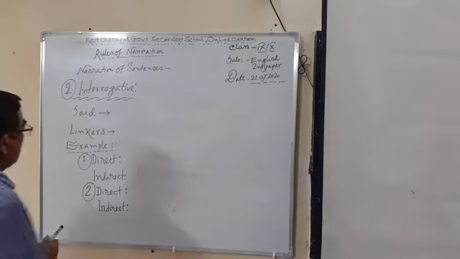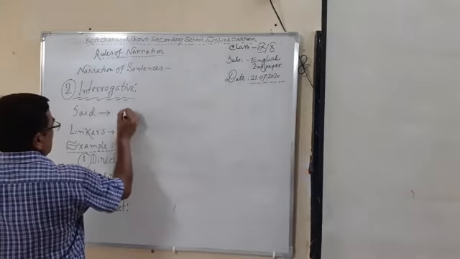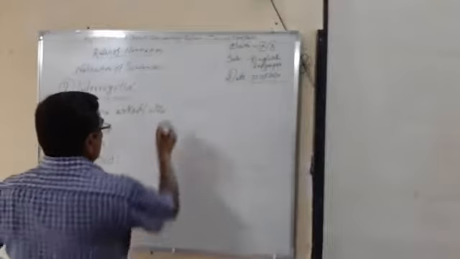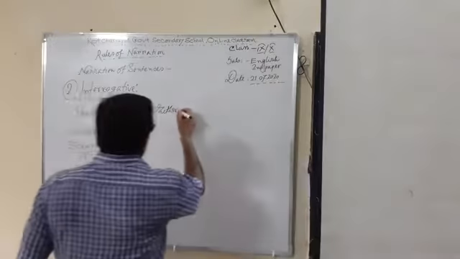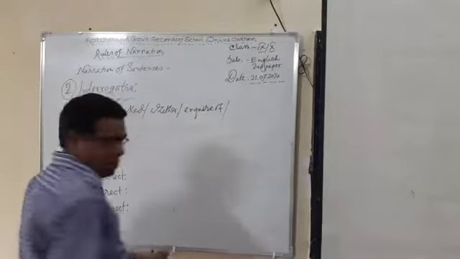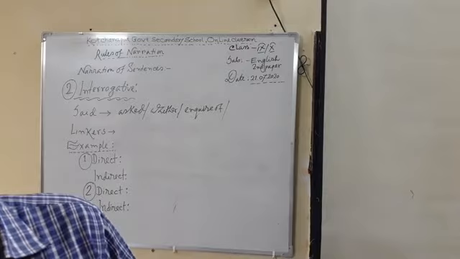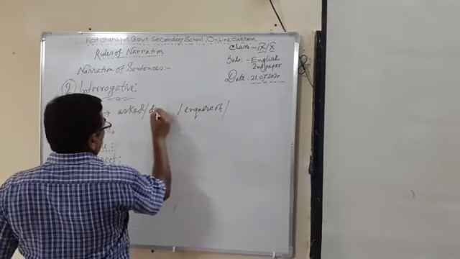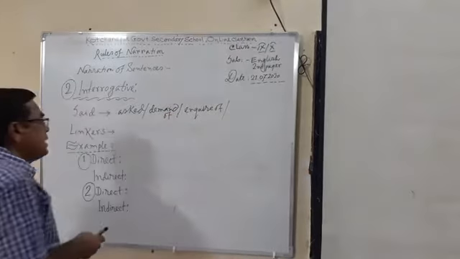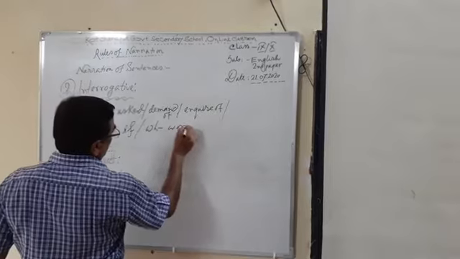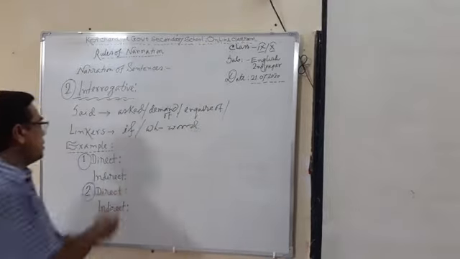For an interrogative sentence, instead of said we have to use asked, or inquired of, or demanded of. And the linkers are if or whether, or the WH word, such as what. We use as linkers if or the WH word.